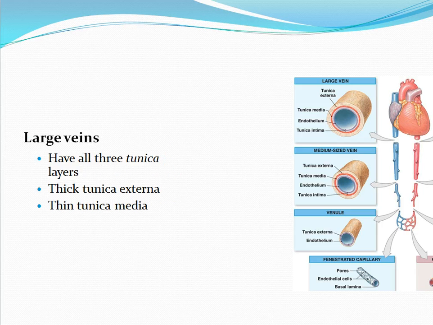And then lastly, we have the large veins. Here we will find all three layers of the vessel wall. They have a relatively thick tunica externa, but a thin tunica media when compared to an artery of the same size. Examples of the larger veins are the vena cava and its branches.